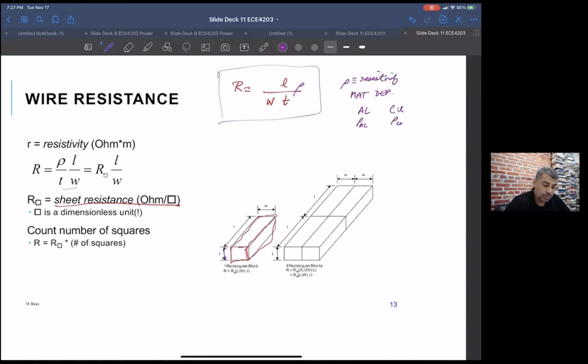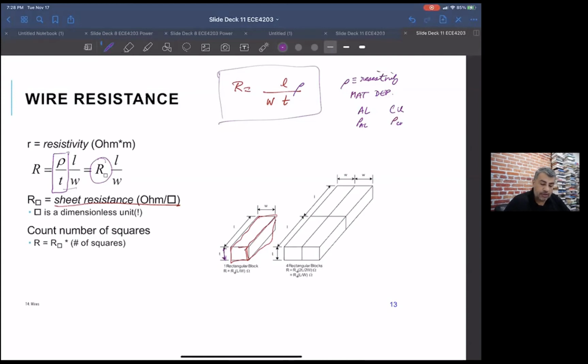So what people do is they wrap up this resistivity over the thickness into a single thing called a sheet resistance. And its units are ohms per square. Okay, so stay with me now. Why ohms per square?